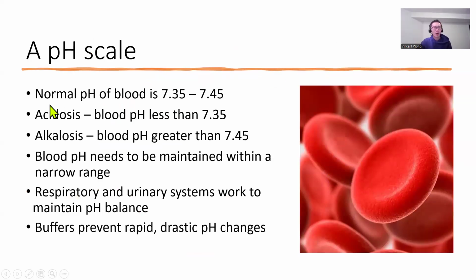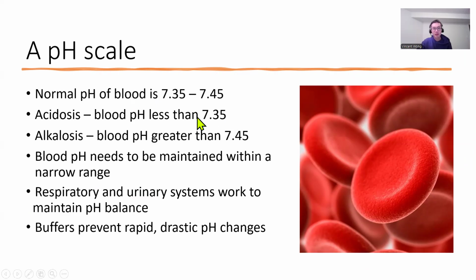All right. Our normal blood pH is about 7.35 to 7.45, so a little bit on the basic side. And we need to keep it within this narrow range. If it's too high or too low, then we're going to have a problem.